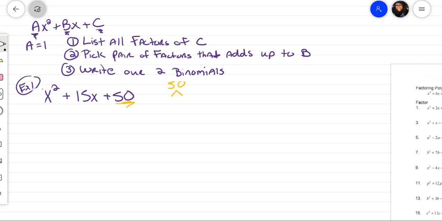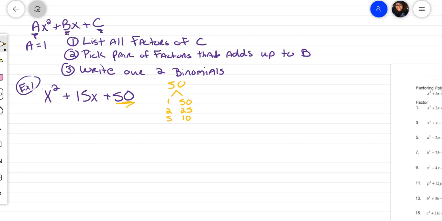Factors of 50 are, again, we can start as simple as 1 and 50. Then we have 2 and 25. Next we have 5 and 10, and that's pretty much it. Anyone think of anything else? You could add it, but that's pretty much all we got for 50.